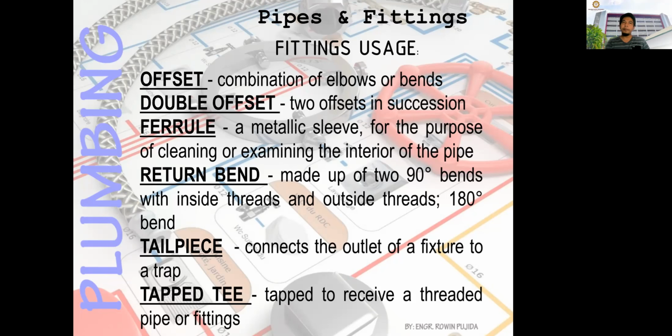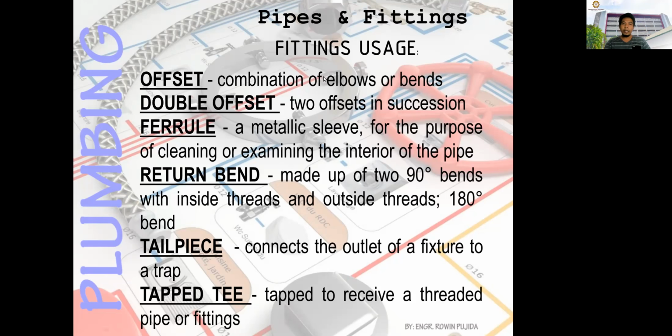Okay, the small threaded male plug below the P-trap, that is the ferrule. Then return bend is made up of two 90 degree bends with inside threads and outside threads, so 180 degree bends. Next is the tailpiece, which connects the outlet of a fixture to a trap.